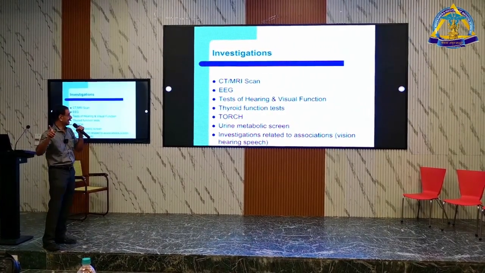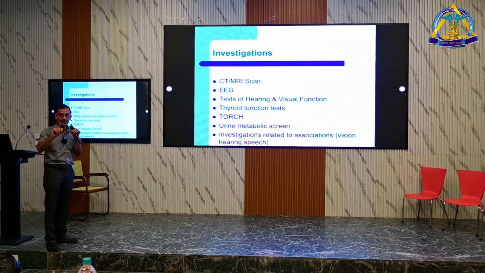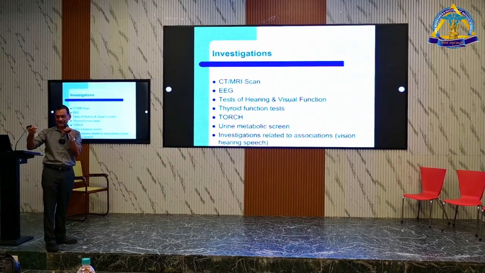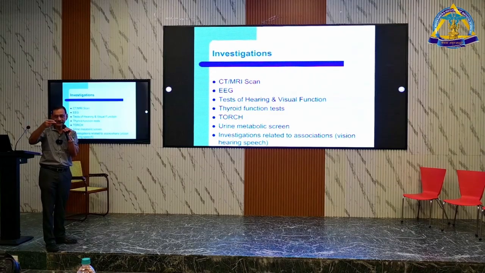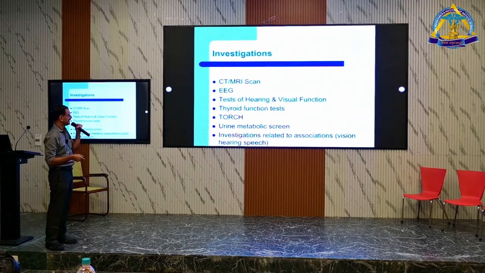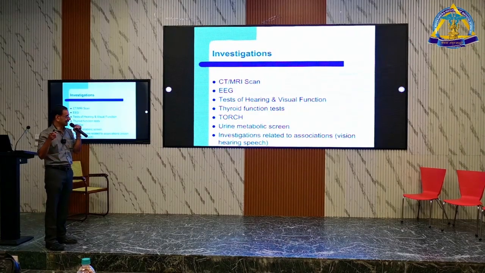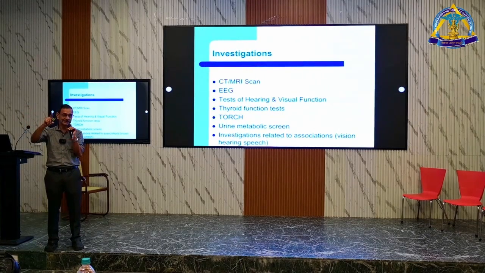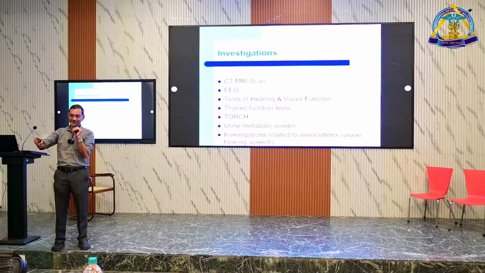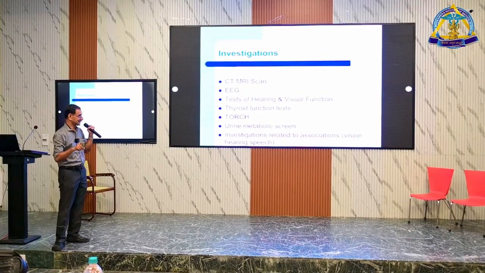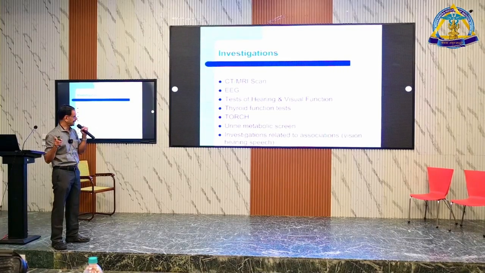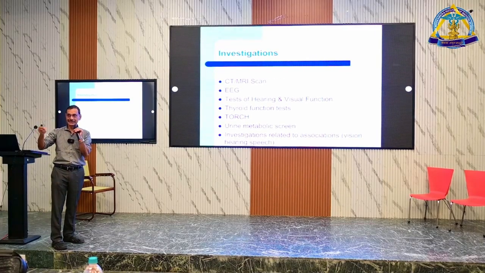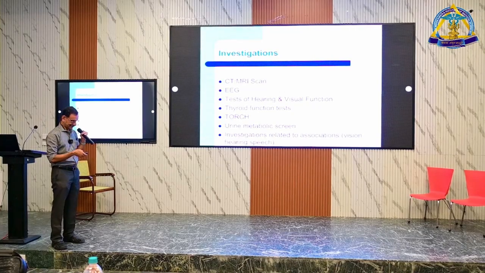Yeah, investigation, they will ask CT and MRI. Actually MRI is preferred, but CT occasionally. For example, if you want to look for a bleed, then you possibly may require CT. EEG, tests of hearing and visual function, thyroid function test. Any mentally subnormal child, whether you have a reason or not, do thyroid, because that is a treatable thing. TORCH screening, urine metabolic screen, investigations of associated problems, for example, vision testing, hearing testing, speech, etc.